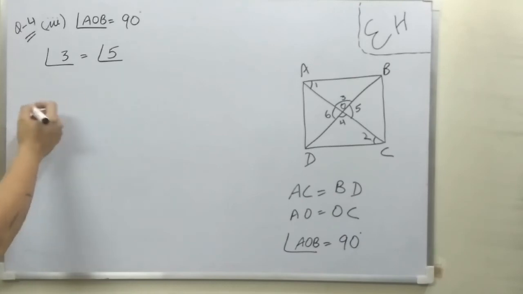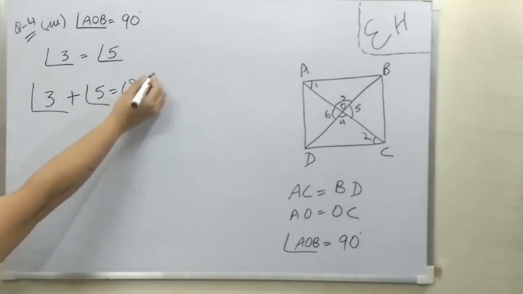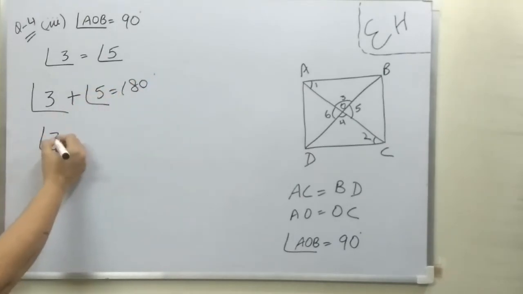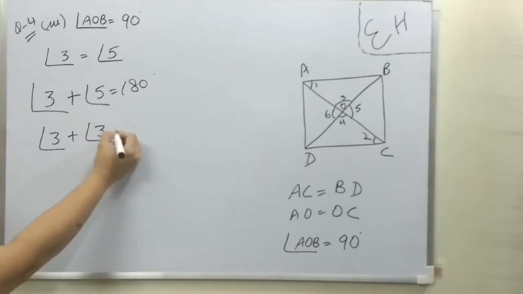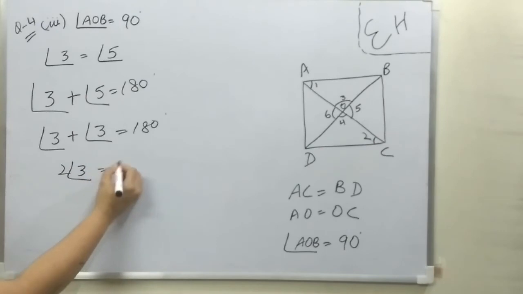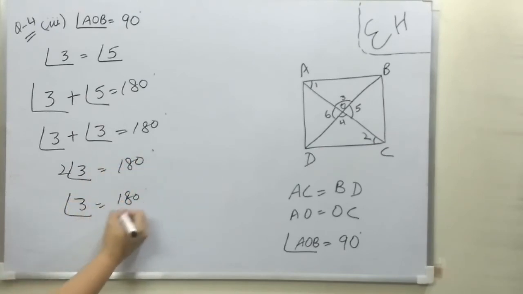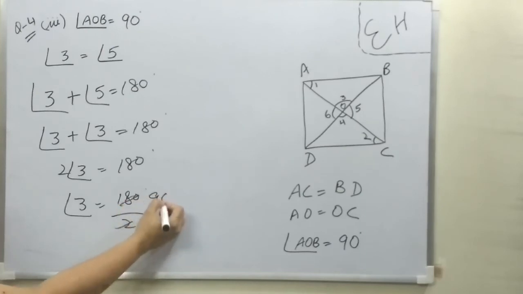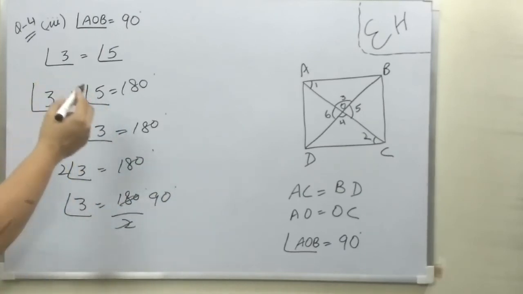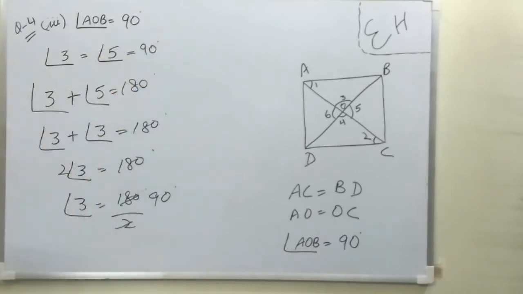And angle 3 and angle 5 are also forming a straight line. That means angle 3 plus angle 5 is 180 degrees. But these two angles are equal. We can take angle 3 plus angle 3 is 180 degrees. 2 angle 3 is 180 degrees. Angle 3 is 180 divided by 2, that is 90 degrees. This will give you angle 3 is equal to angle 5 is equal to 90 degrees.